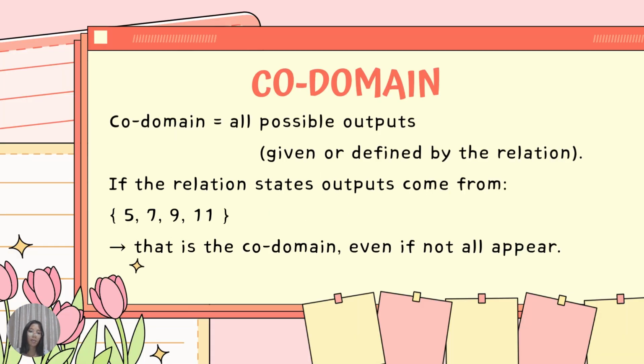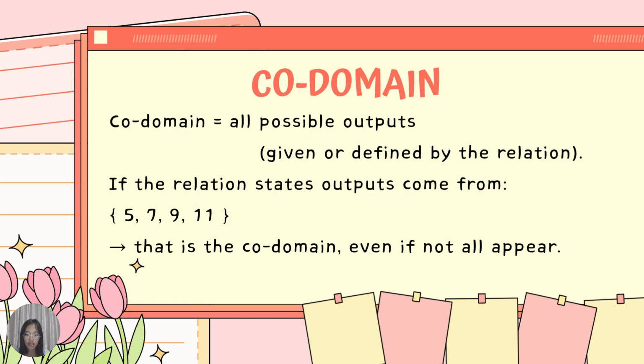Another idea is about the codomain. So the codomain is the set of all possible outputs, whether or not they appear in the relation. If the relation states that the output may come from 5, 7, 9, and 11, then that entire set is the codomain. Remember that the codomain is equal to the possible outputs and the range is the actual outputs.